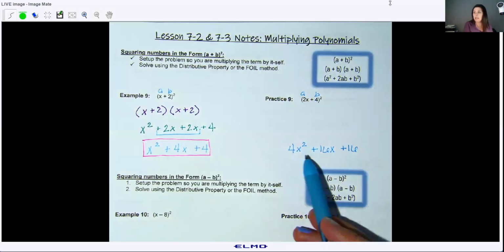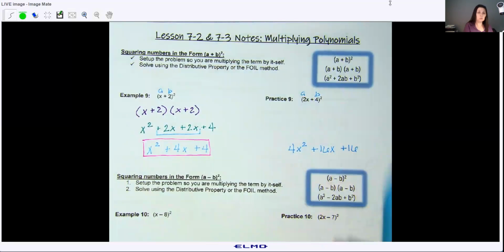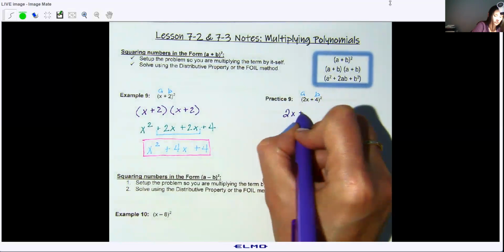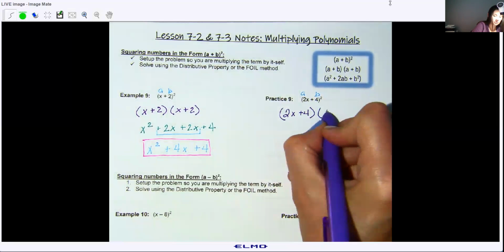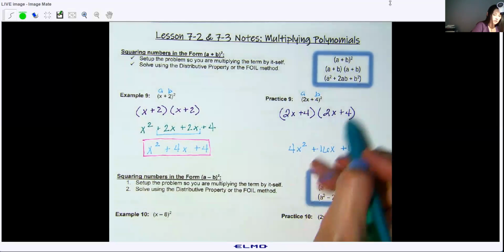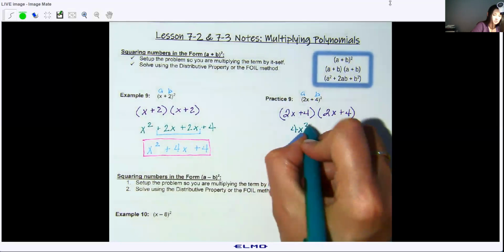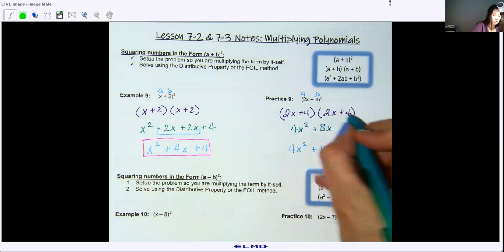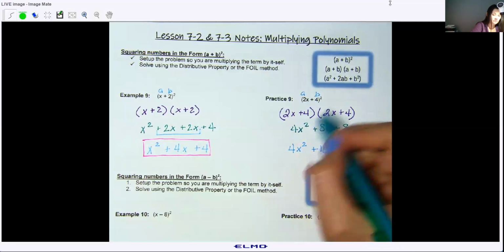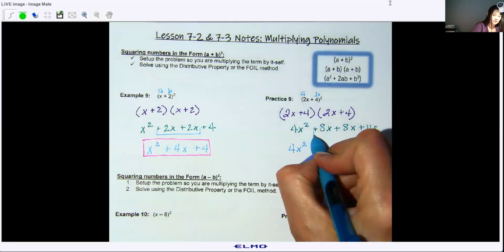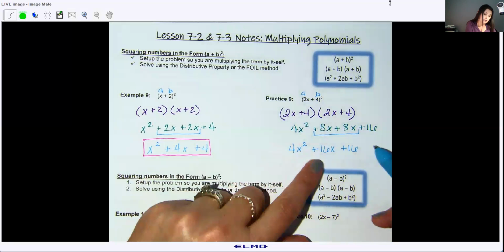So this is the answer that, if you follow this type of rule where you don't have to do all the foiling and everything, this is what you should come up with. So we're going to check that. We have 2x plus 4 times 2x plus 4. 2x times 2x is 4x squared. 2x times 4 is 8x. 4 times 2x is 8x. And 4 times 4 is 16. And then we would need to add our like terms together. And that is correct.